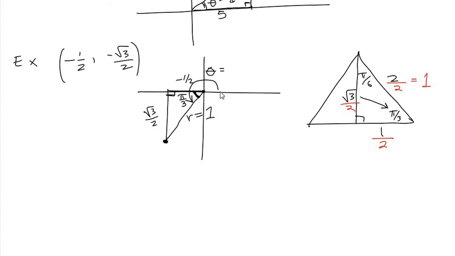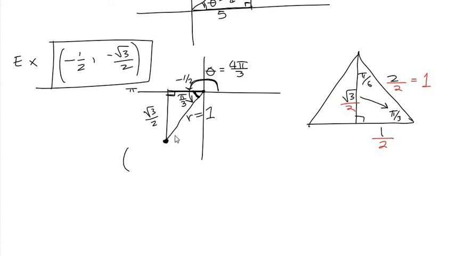And we still need the actual theta, right? Because the actual theta is measured from the positive x-axis. So if I go over to here, that's a straight angle, which is pi, or 3 pi over 3, and then I add another pi over 3, so this must be 4 pi over 3. All right, so this point down here has these Cartesian coordinates, but it also could be described with the polar coordinates 1, 4 pi over 3.